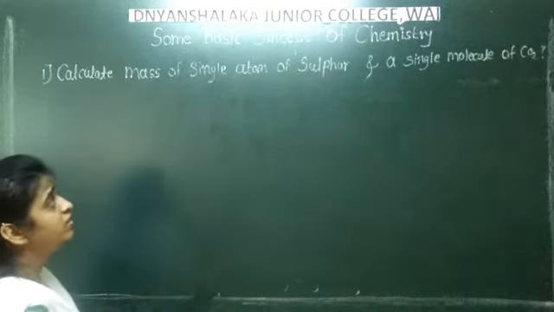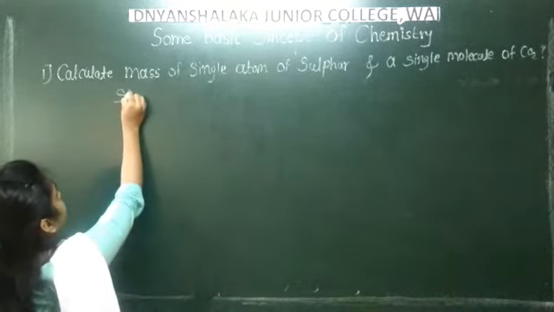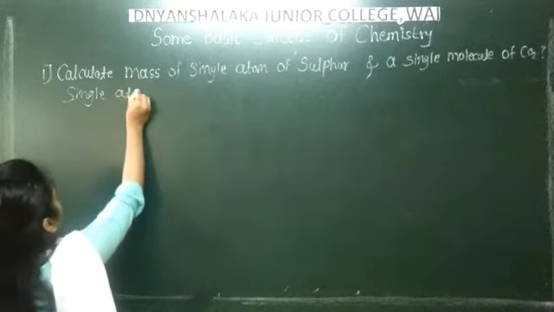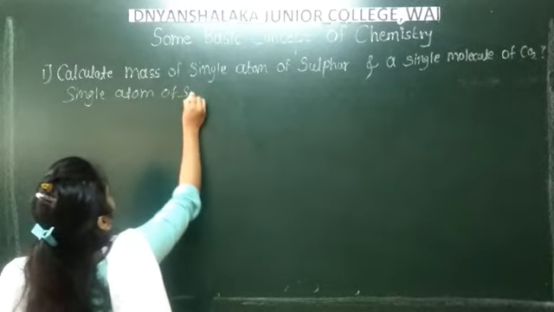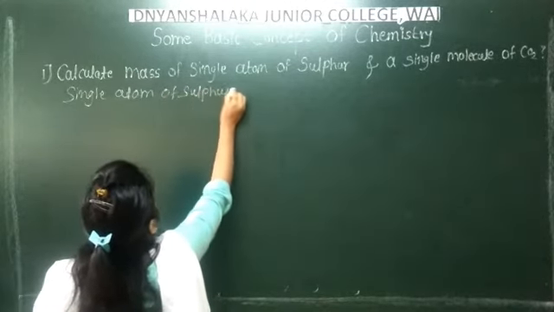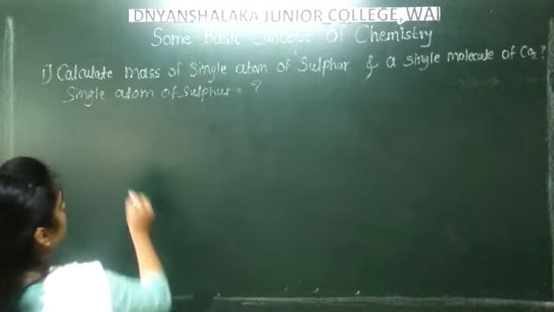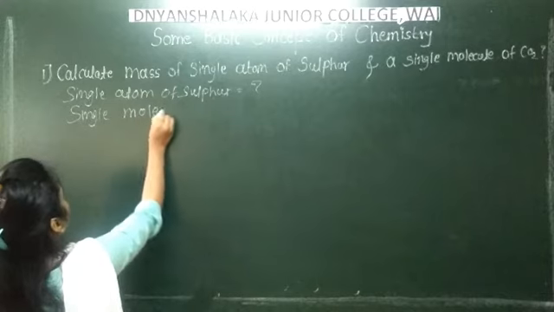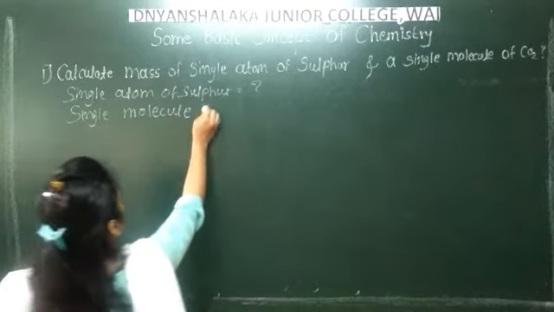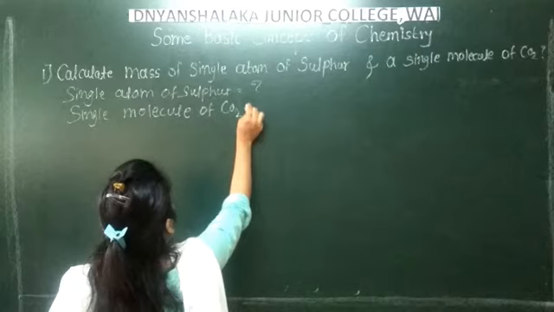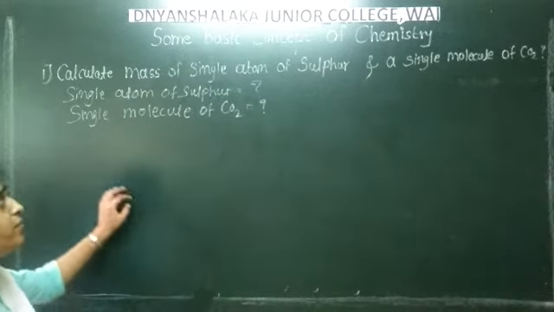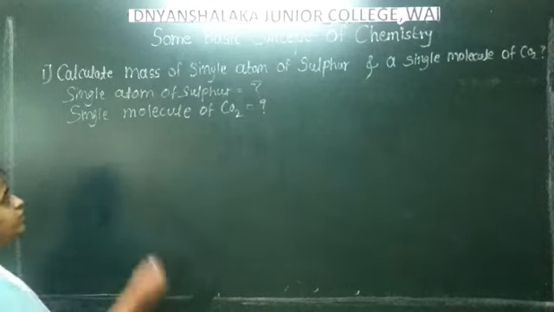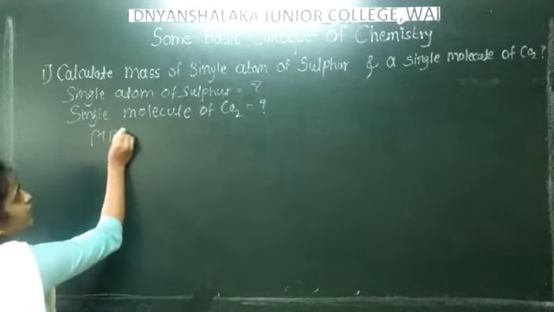So in this question we have to find a single atom of sulfur and next a single molecule of carbon dioxide. First we solve the second part, the single molecule of carbon dioxide, so we first calculate the molecular mass of carbon dioxide.